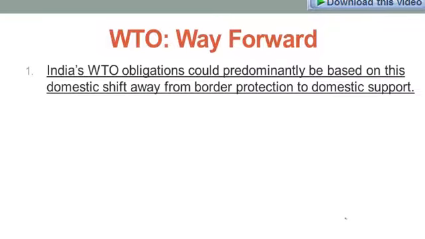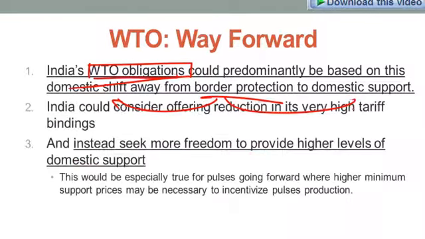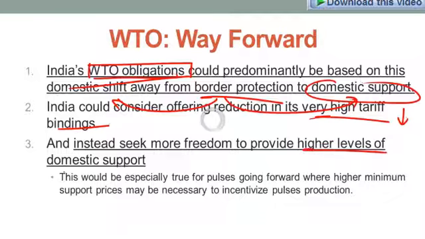So then the Economic Survey says, what is the way forward in the WTO? The way forward is very simple. One is, we have to change our WTO obligations, move away from border protection towards domestic support. Second, all our high tariff bindings we can actually bring down because that is border protection. Instead, we'll try to fight for food security, public stockholding provisions, higher levels of domestic support.